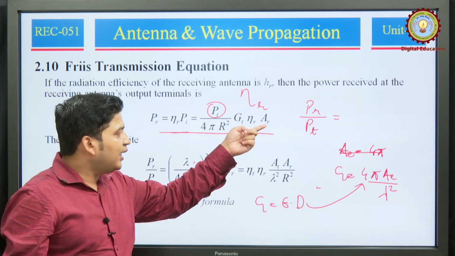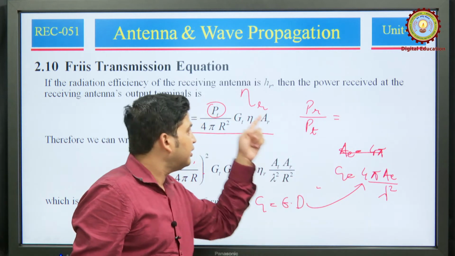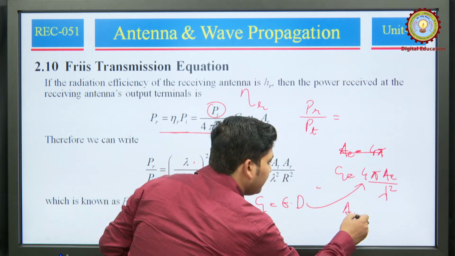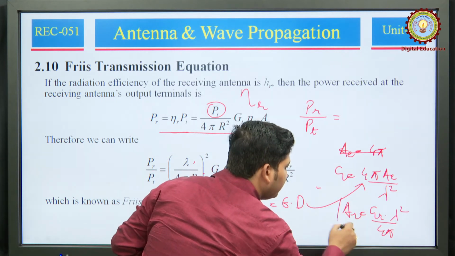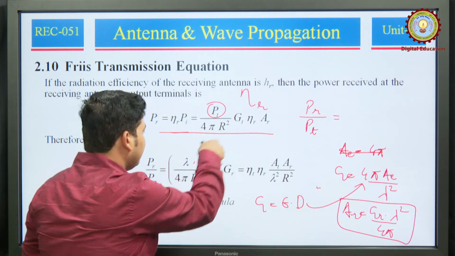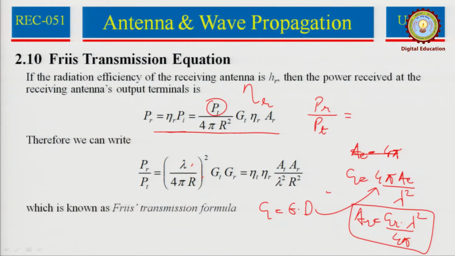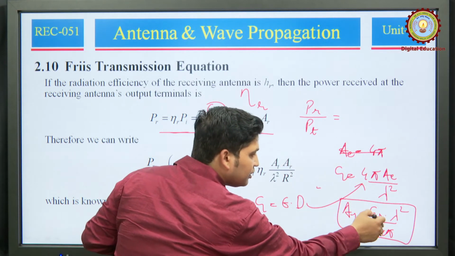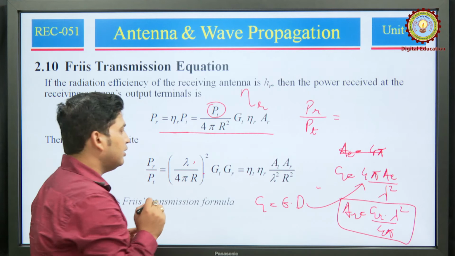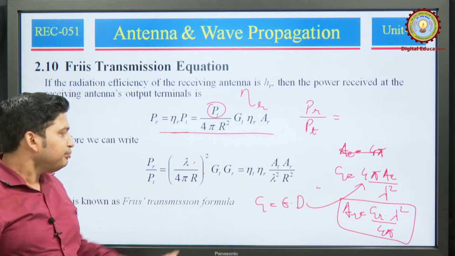How? Because AR is converted into this formula, AR is nothing but GR into lambda square upon 4 pi. From this formula, when you put it over here, what do we get? Lambda square term, 4 pi R square, and this is 4 pi. So, 4 pi square. So, total (lambda upon 4 pi R) whole square. This way we can rewrite it. Now, this is GT, and this value we have converted into this form, so GR. Okay. So, this way we can rewrite.